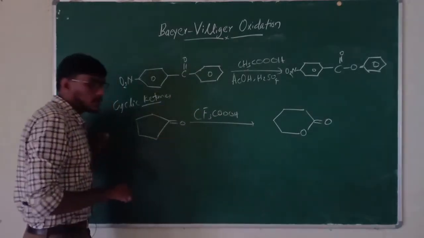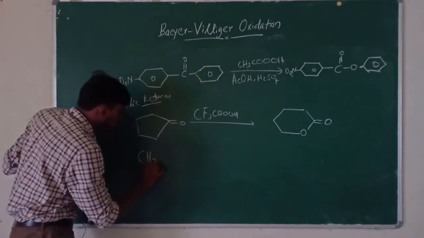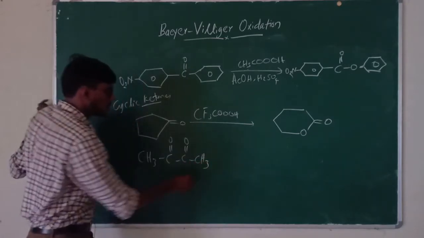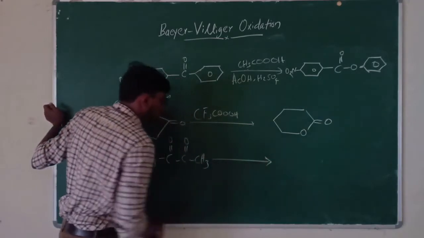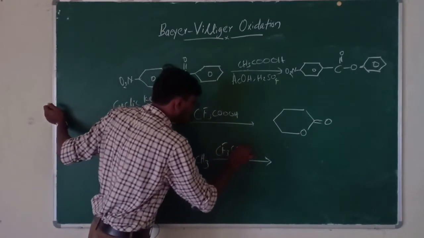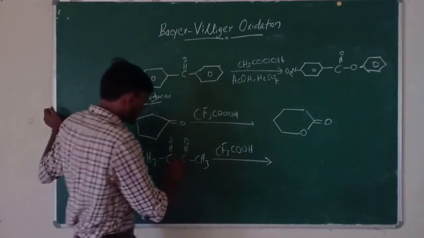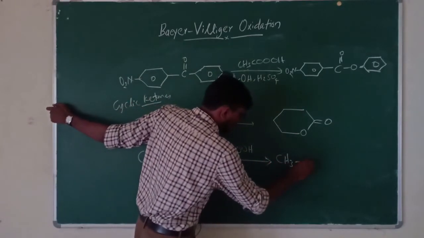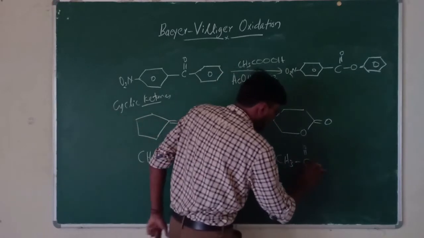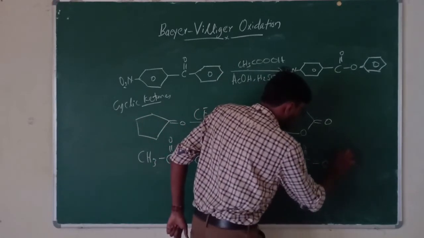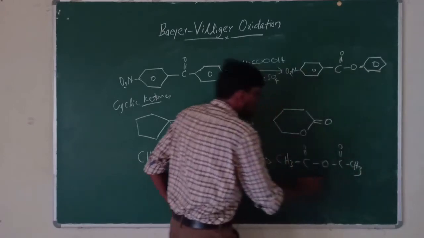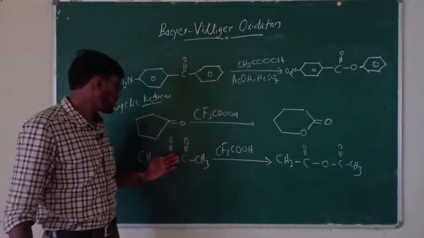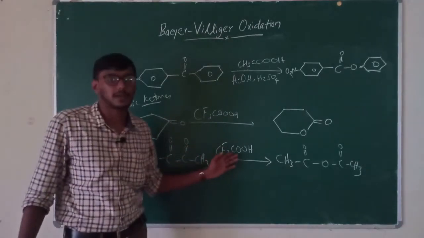Next example, a 1,2 diketone, CH3COCOCH3. On reaction with a peracid like CF3COOH, it forms an anhydride. That is, one oxygen is inserted between the two carbonyl groups. So the product formed is an anhydride, CH3COOCOCH3, by the reaction of a diketone with a peracid.